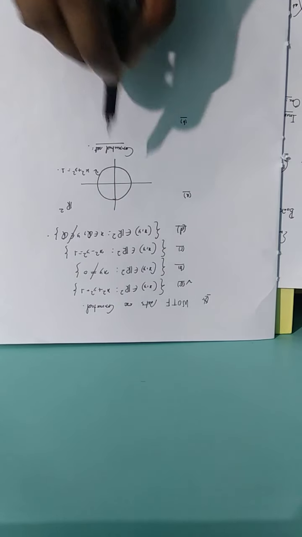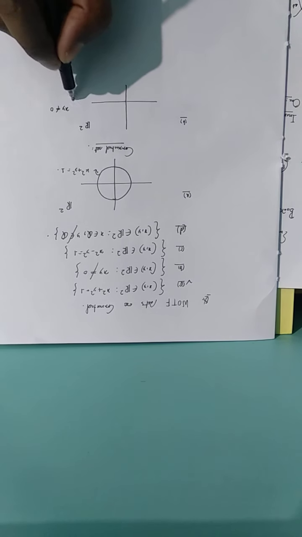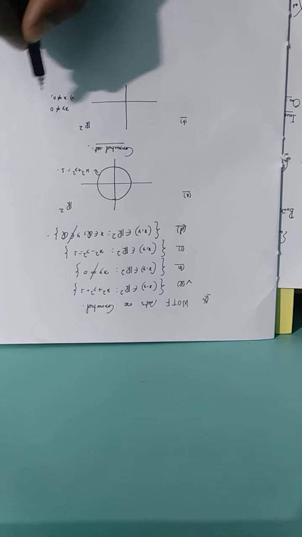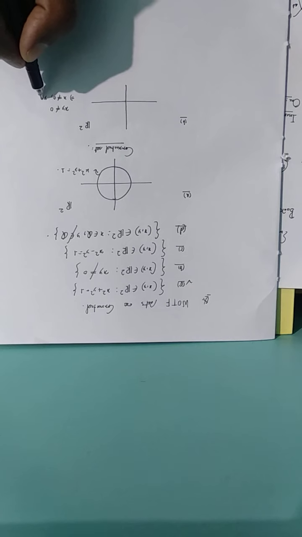For option B, just think xy not equal to 0. So draw the graph in R^2, and here xy not equal to 0. That means x not equal to 0 and y not equal to 0, both x and y not equal to 0.